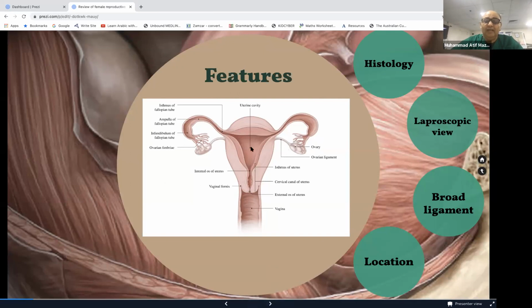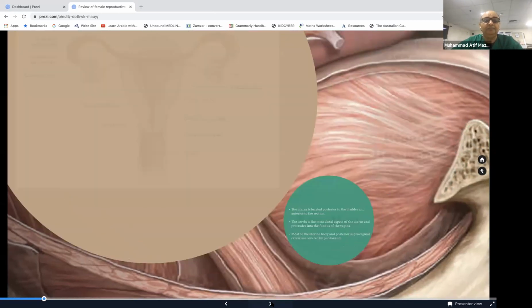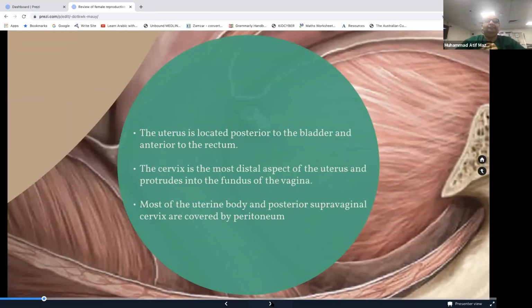So let's look into other associated features connected to the uterus. Where is the uterus located? We need to be good at this. It is located behind the bladder and in front of the rectum. So there are spaces in front and behind. The space between the urinary bladder and the uterus we call the vesico-uterine pouch. Posteriorly we have the rectum, and the space between the uterus and the rectum we call the pouch of Douglas.